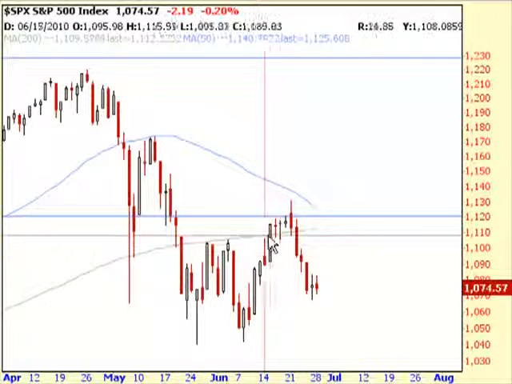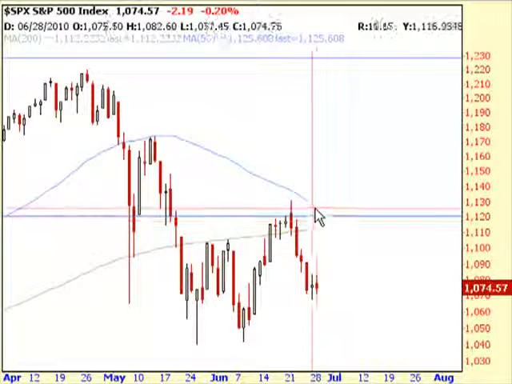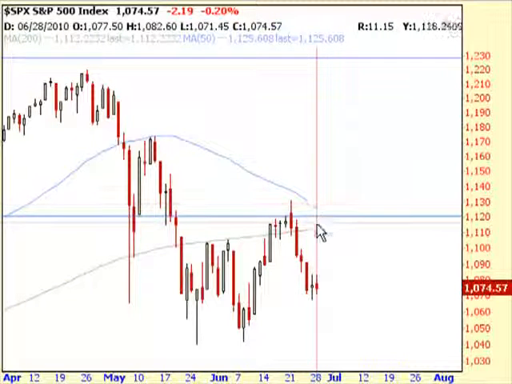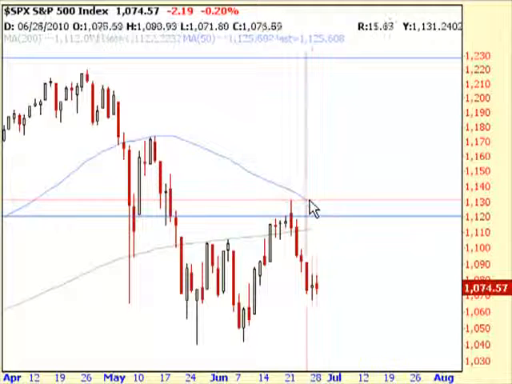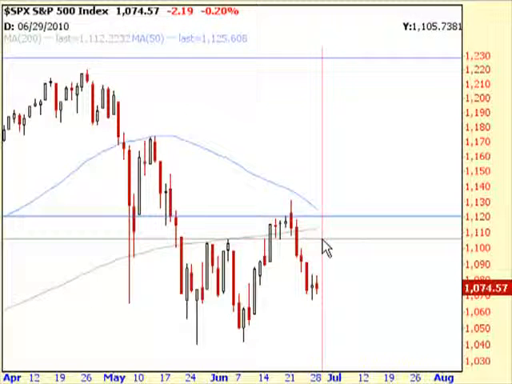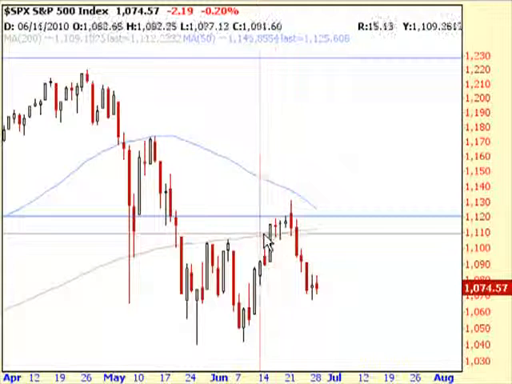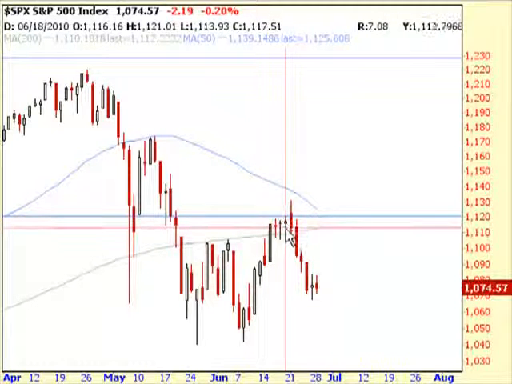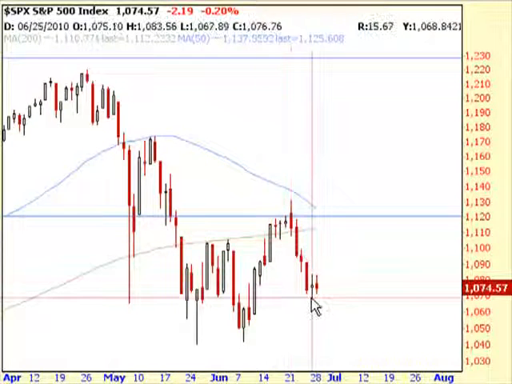It's also correlating. It happens to be right in an area where it looks like the 50-day moving average and the 200-day moving average are going to do a bearish dead cross, where the 50 crosses below the 200. That's not a good sign. And it's also not good that the markets didn't hold above that 200-day moving average level either.